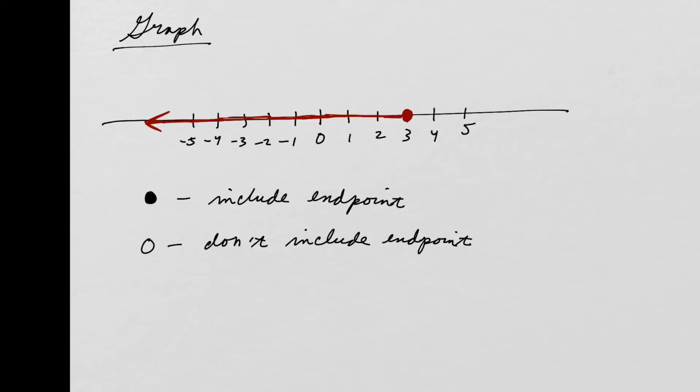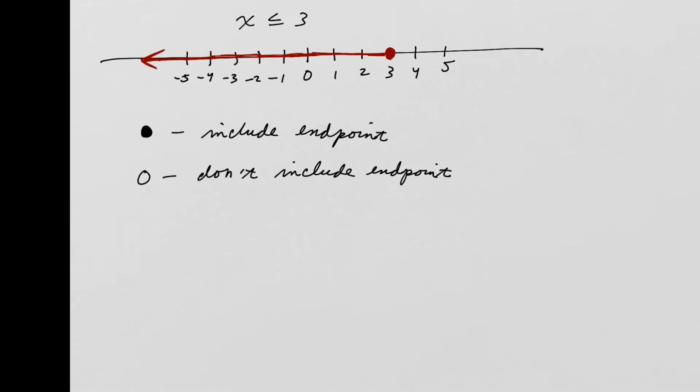Okay, so that graph represents x is less than or equal to positive 3. All right. Let's do another example. Let's say I have the inequality x is greater than negative 4. So I want to write it in set builder notation, interval notation, and then draw a graph.